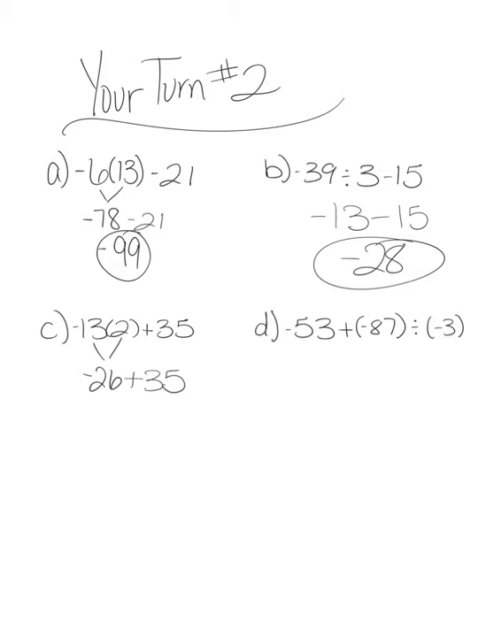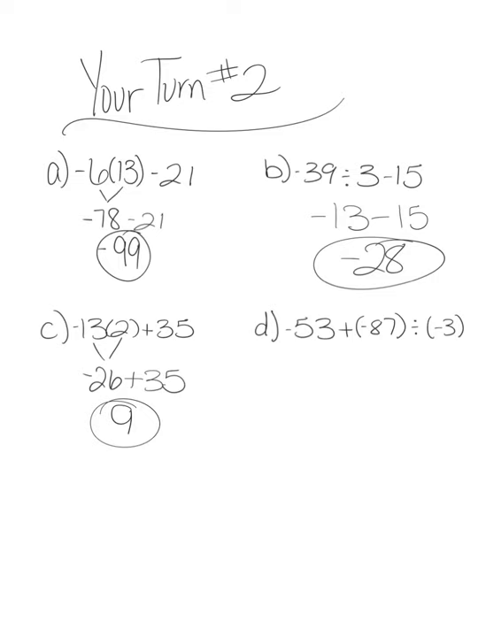And negative 26 plus 35, we know that there are far more positives than negatives, so I'm going to subtract. So 35 minus 26 is 9. And the positive number here is greater, the absolute value of this positive is greater than the absolute value of this negative, so therefore my final answer is a positive 9.